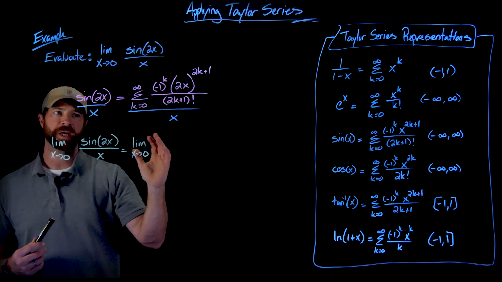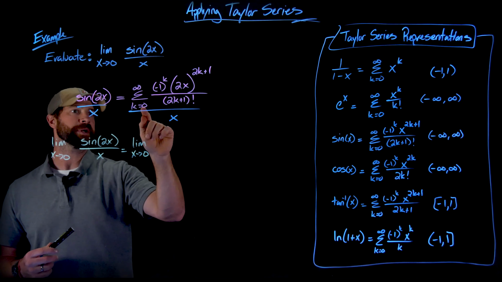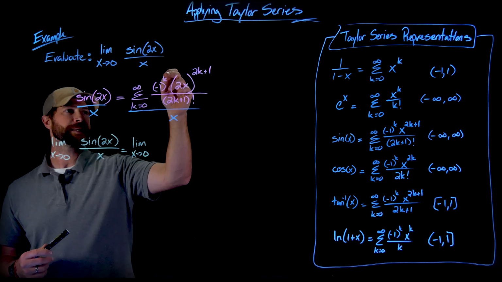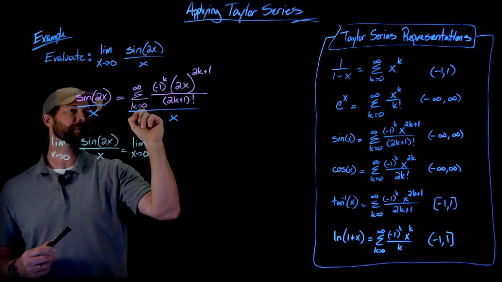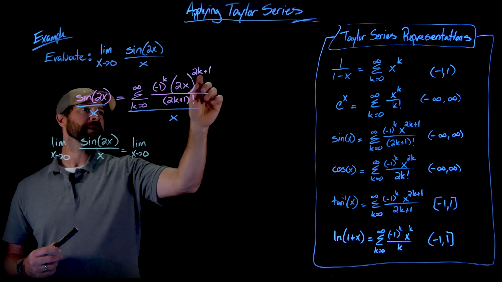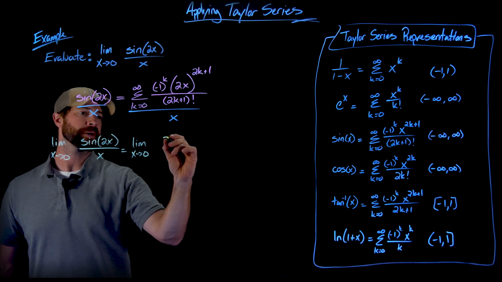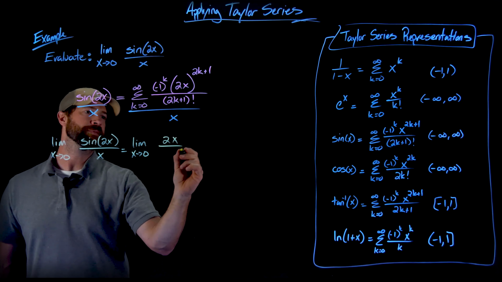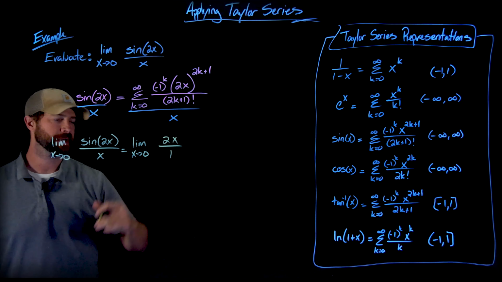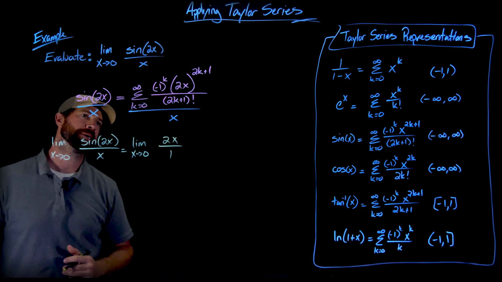So it seems like there's a lot going on, but let's just plug in one at a time here. So plugging in a 0 gives me a 0 here, so I get a positive lead coefficient. And then 0 here gives me a 1. So this is 2x to the 1 power. So we got a 2x over 1 factorial, which is just 1. I don't need to write that, but I'll throw that in right there.